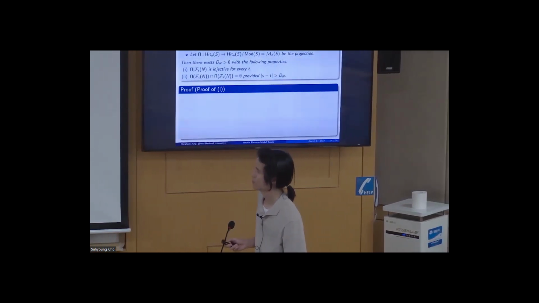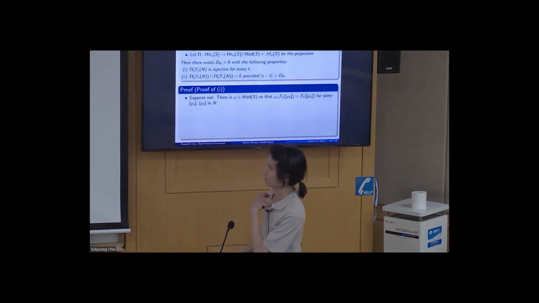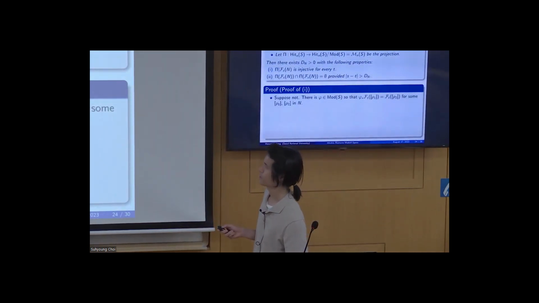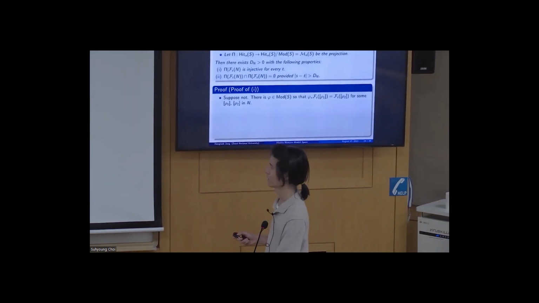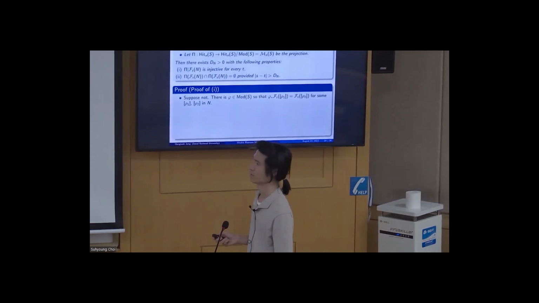So let me first prove the easier one. This first item is easier. So suppose not. What does that mean? For some t, pi restricted to f of t of n is not injective. That means there exists some non-trivial mapping class group element so that it maps a certain element here to another element of this form. That's the negation of our conclusion, and we'll derive a contradiction.